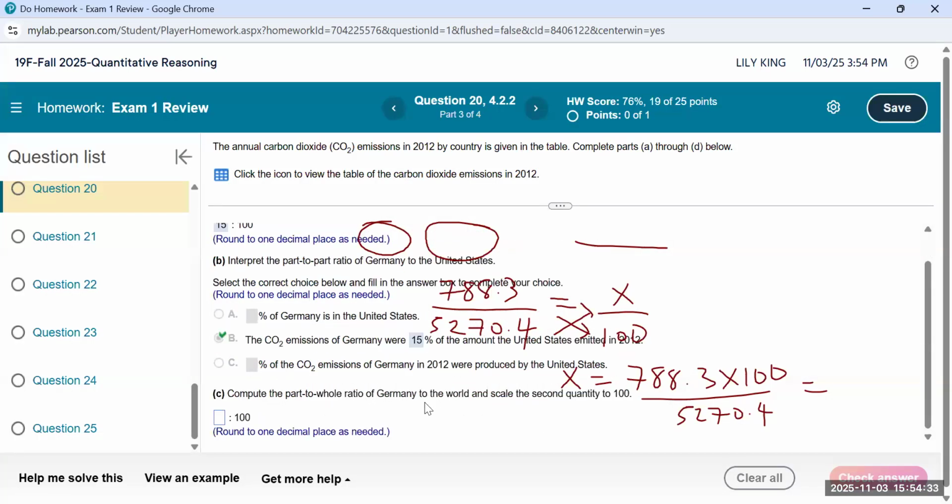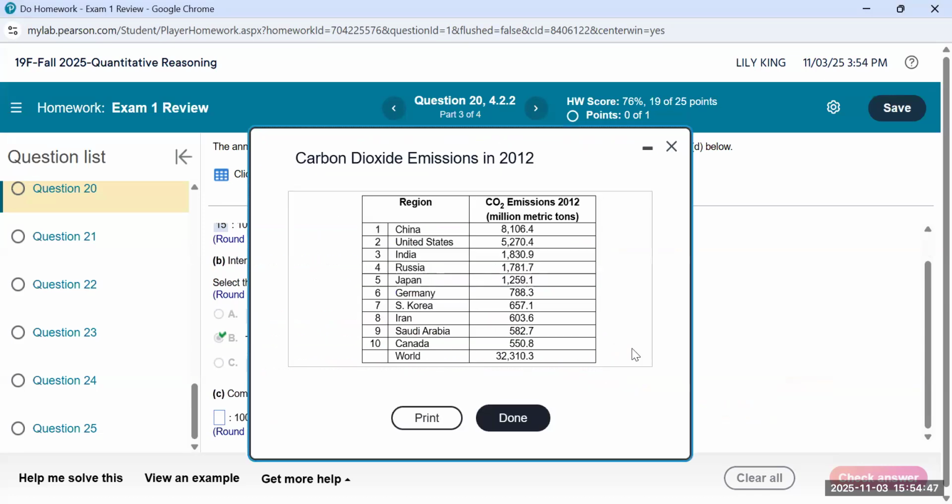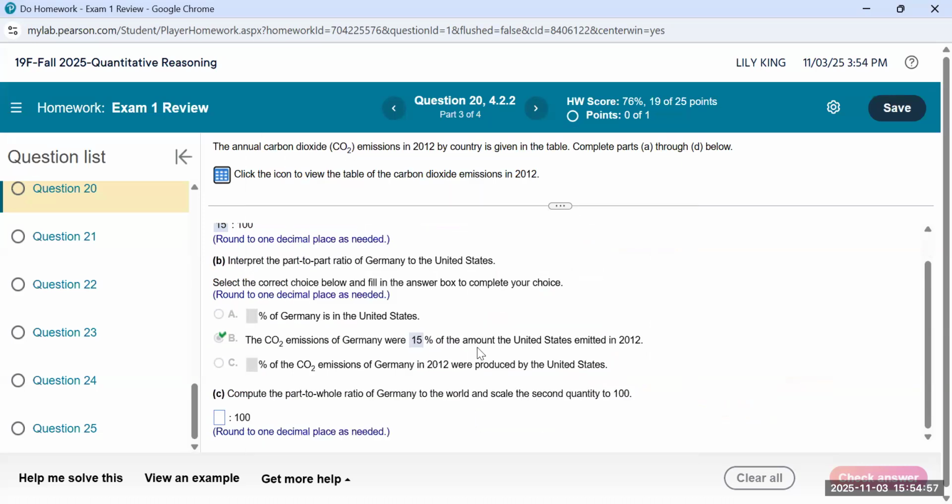And now for the C part, this time we are comparing Germany to the whole world. So that is part to whole. So clicking on the icon, we need to find the whole world, which is 32310.3. We already know the carbon dioxide emissions for Germany from the part A problem. So to write this, I'm gonna put Germany on top of the world.